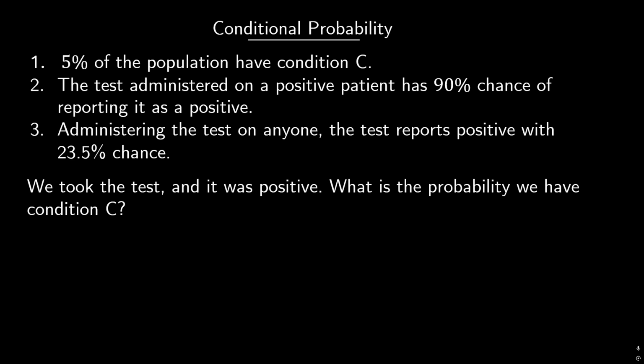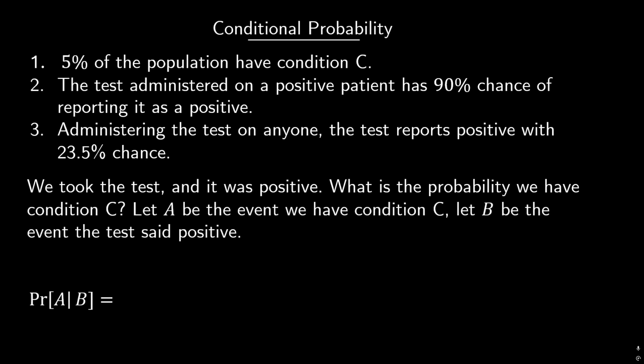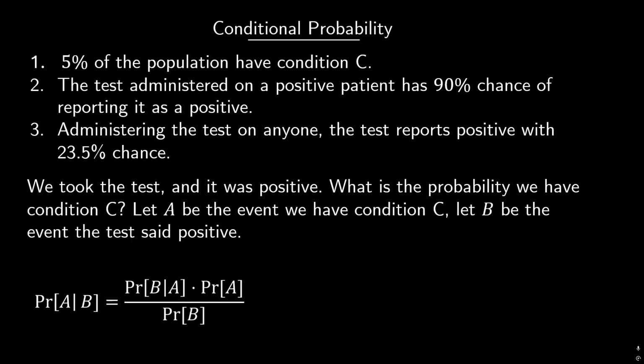Okay, so in other words, what we really care about is letting A be the event that we have condition C, letting B be the event that the test said positive, and we care about finding the probability of A given B, right? In other words, given that the test said yes, what is the probability that we really do have the condition? Based on the information that we have so far, we can't really figure it out based on the probability of A intersect B divided by B. On the other hand, we can actually use this fraction and it'll be very helpful.